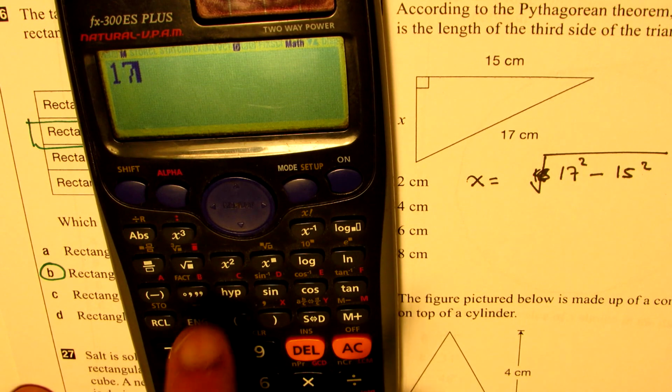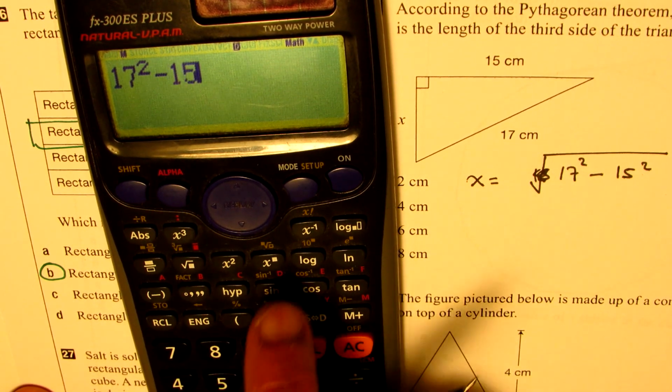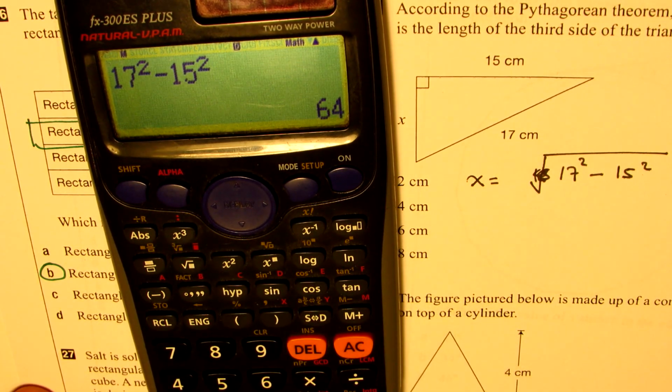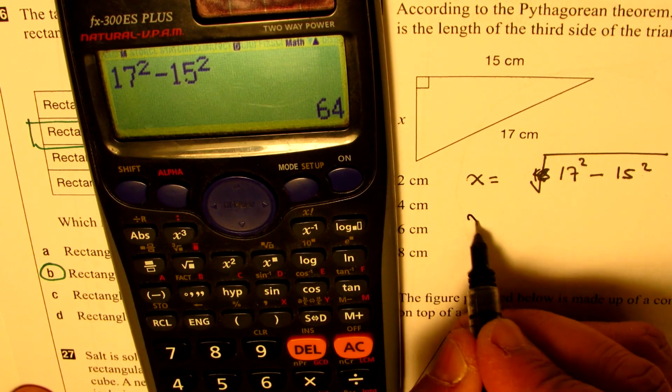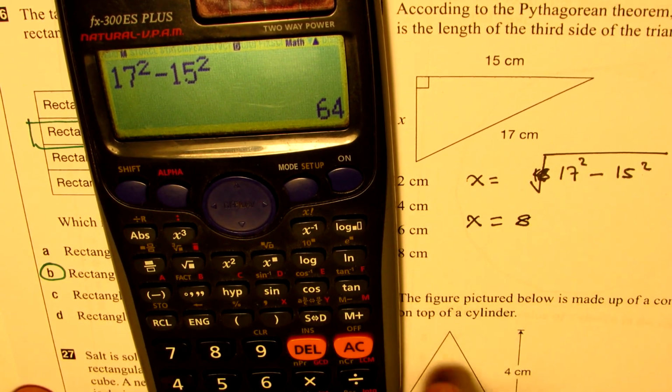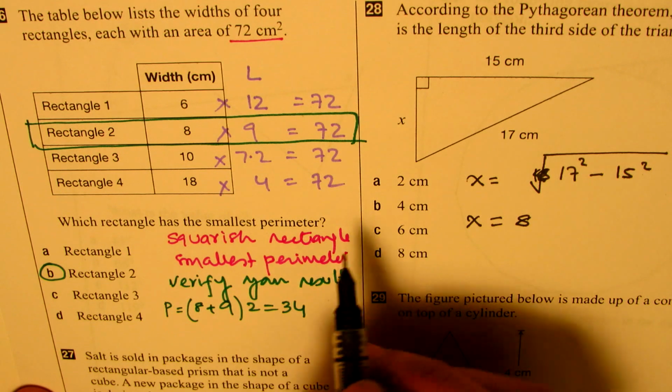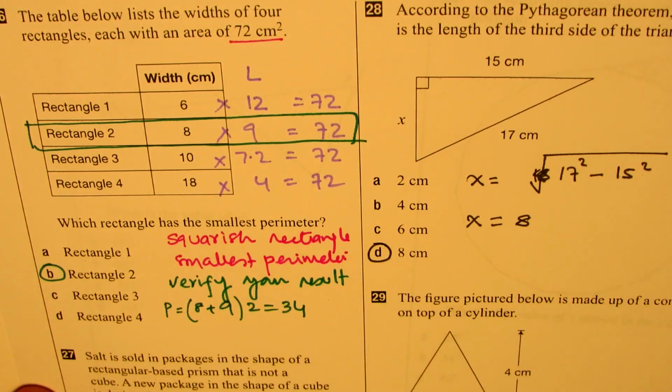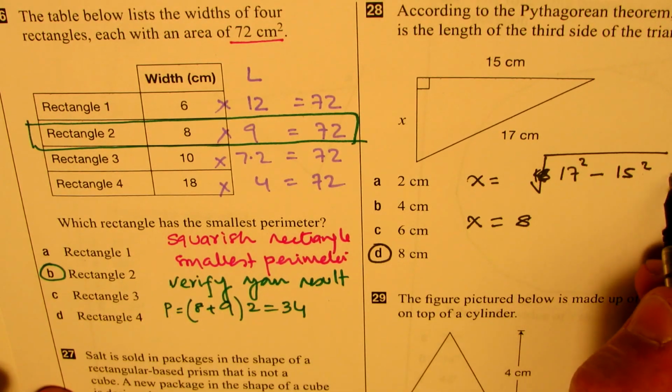So we have 17 square minus 15 square, and we get 64, and the square root of 64 will be 8, right? So we get 8 as our answer. Option D is the correct option, right? So this is 64.